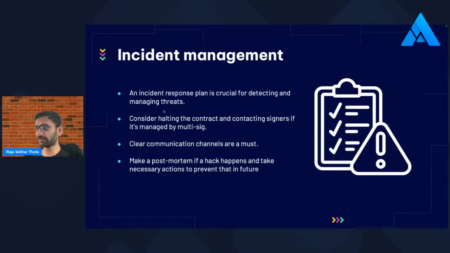confirm who is going to sign the multi-sig in case a hack happens, in order to halt the contract or freeze. And then the communication channels must definitely be part of this response plan, because once a hack happens, how the communication should go in an encrypted way, and the immediate action that needs to be taken. And whenever a hack or potential exploit has happened on chain, we always recommend people to do a postmortem and make it public, so that their project can take the necessary steps to avoid that in future, and other projects can also do the same.